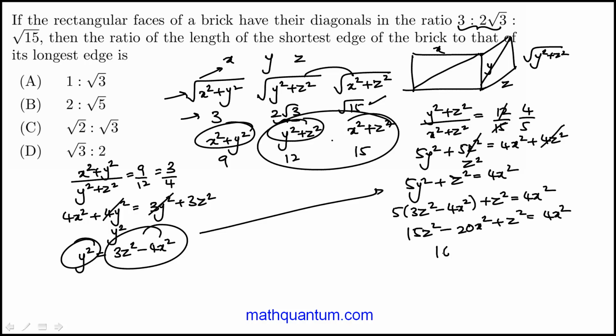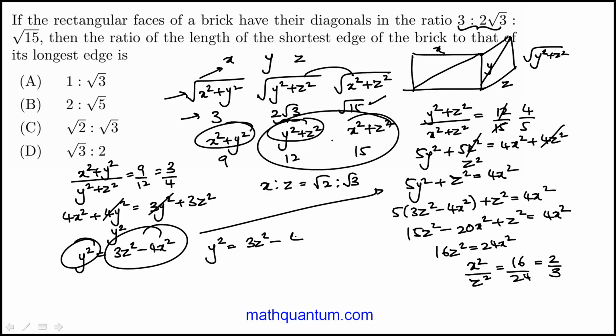So this would become 16z squared is 24x squared. So that means x squared over z squared is 16 over 24, which is 2/3. That means the ratio of x to z is root 2 to root 3. Next, I need to figure out y squared.